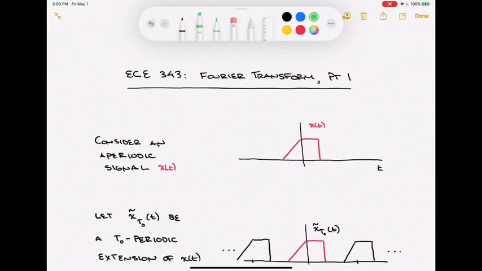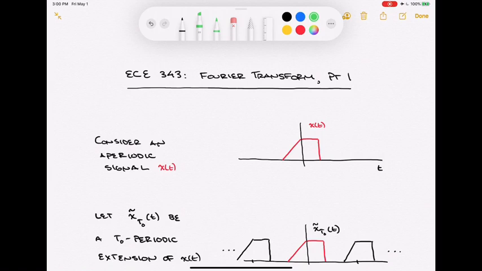So this lecture is going to be the first lecture on Fourier transforms for ECE 343. Last time we completed our discussion of the Fourier series. The Fourier series is a method by which we look at signals that are both continuous time and periodic. The Fourier transform is a technique that allows us to take a look at continuous time signals that are aperiodic.